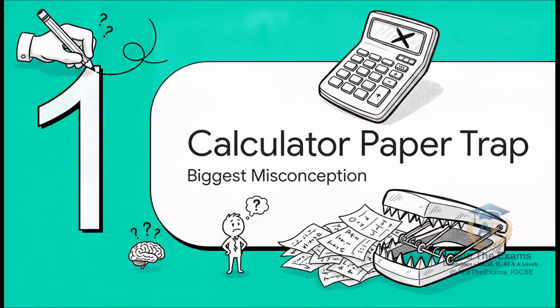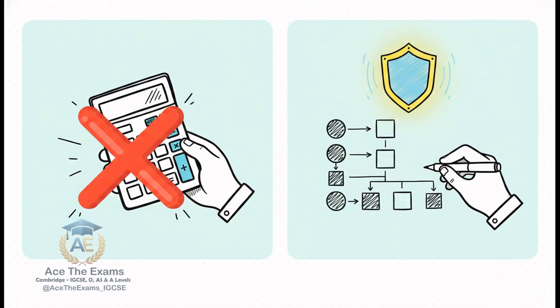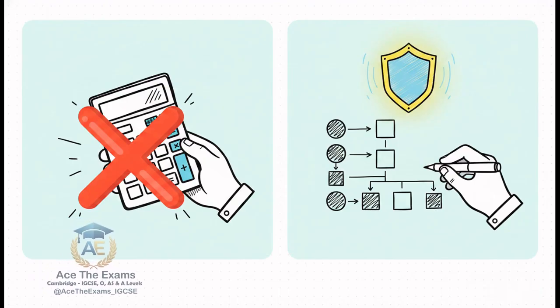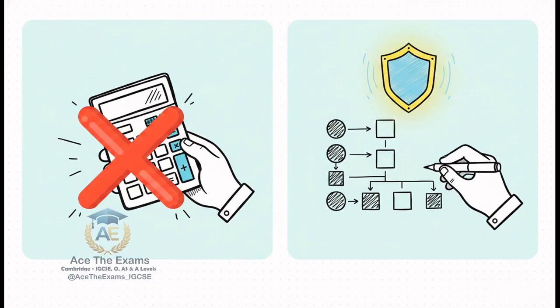Section 1. The calculator paper trap. Let's transition right into our first segment and confront the absolute most dangerous misconception in the entire 0606 syllabus. Let's visually anchor this core conflict. On one side, we have the myth, written right there in the syllabus. On calculator paper, correct answers without working are acceptable. It makes you think you can rely entirely on your calculator to do the heavy lifting.